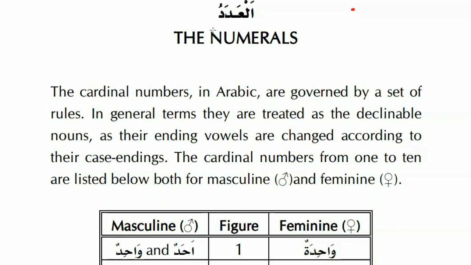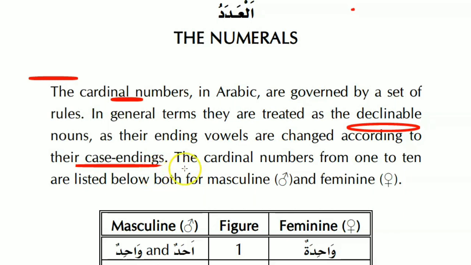Over here the first thing it is saying is that the cardinal numbers in Arabic are governed by some set of rules, but in general terms we can say it is a declinable noun. What is a declinable noun? You may have heard about this term. It is called ismun mu'rab. Ismun mu'rab means the noun which gets changed with the effect of some factors, as the ending vowels are changed. Sometimes it gets changed with the effect of some awamil according to the case ending. So it falls into the category of declinable nouns.